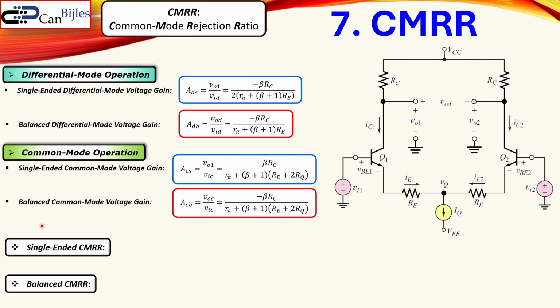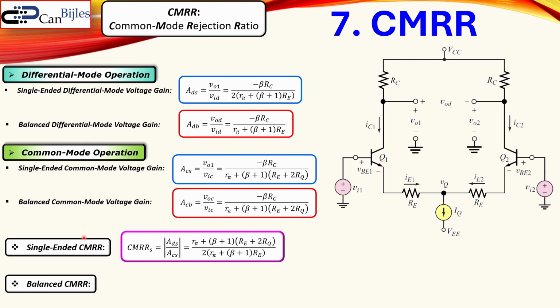And now we can see how we can define our single-ended CMRR, the single-ended common mode rejection ratio. That is put like so: we have the single-ended common mode rejection ratio, which is the differential mode single-ended gain, which we take from this expression, divided by the common mode single-ended gain. So it is just this divided by that.